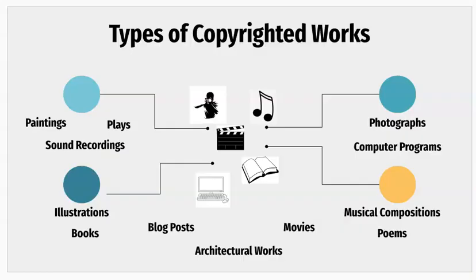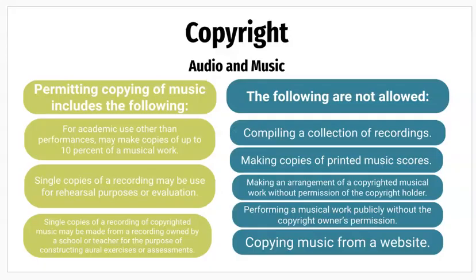So what are some of these tangible forms, these types of copyrighted work? We have things like paintings and plays and sound recordings. We have things that we're going to use quite a bit like illustrations, books, and photographs that we're putting in our presentations and into our research papers. We also have things like blog posts, architectural works, movies, computer programs, musical compositions, and poems. All of these fall under certain copyright rules and regulations, which we're going to talk about today.